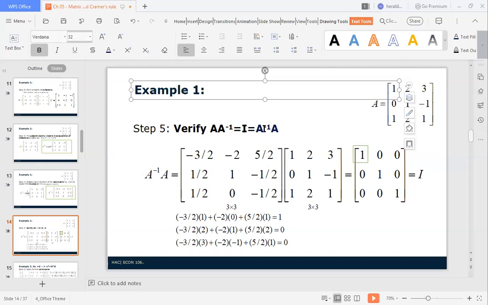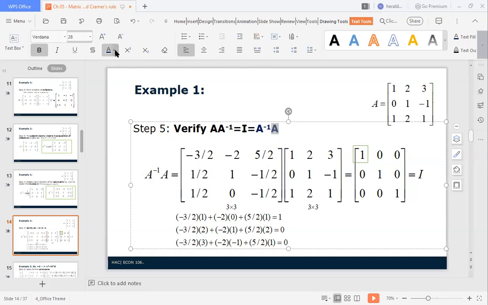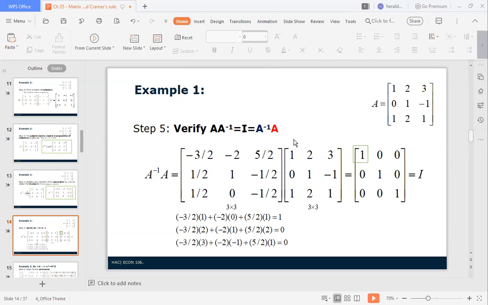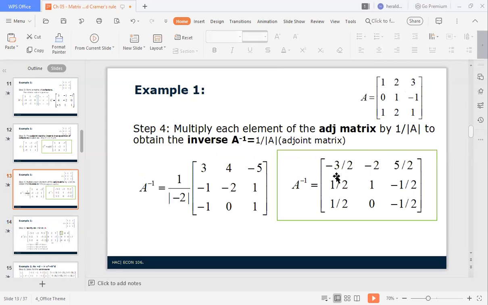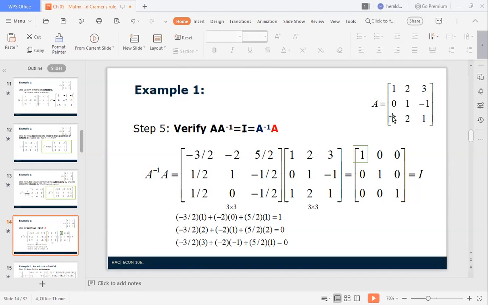So what I'm doing here is verifying the inverse times the original matrix. This matrix right here is our inverse, and then we multiply it to the original matrix, which is this one here. What we're doing is what we call matrix multiplication, and if our inverse is correct, it should be equal to the identity matrix, which is one on the diagonal, 0 everywhere.